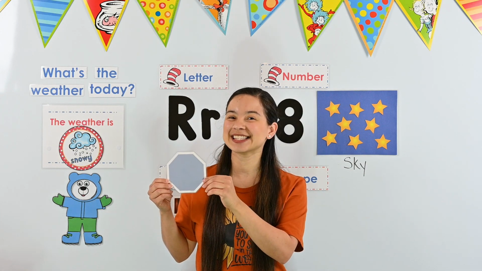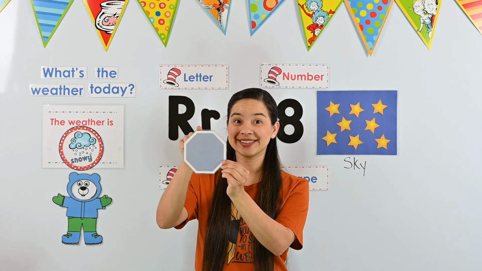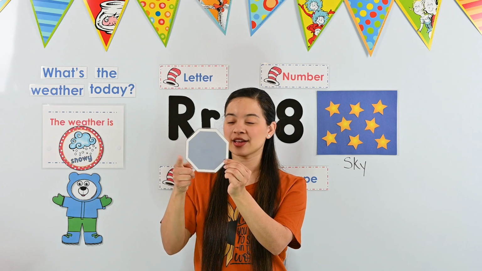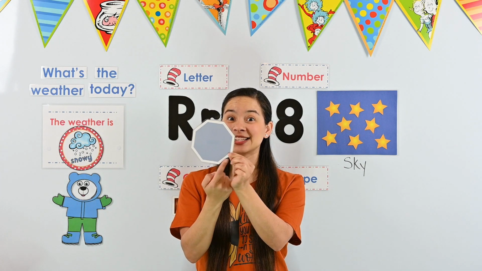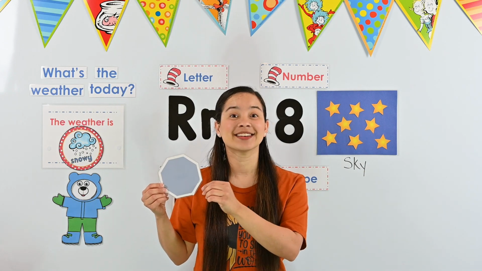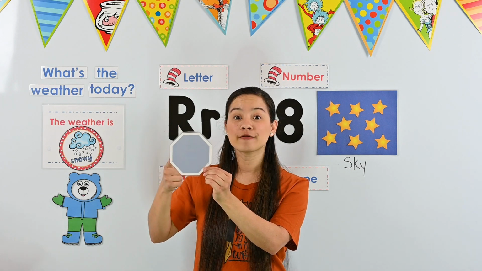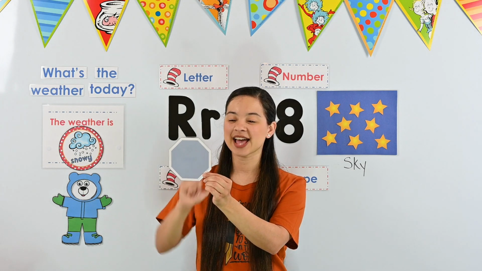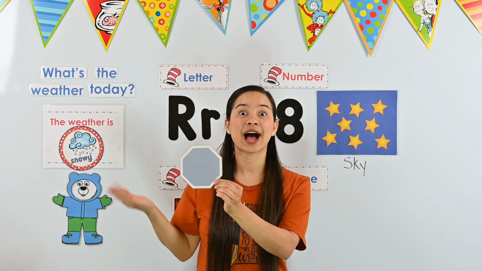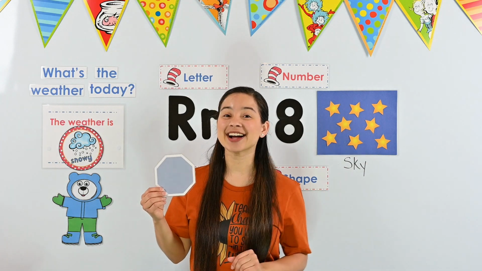Good work. Let's count the sides on the octagon. Ready? 1, 2, 3, 4, 5, 6, 7, 8. How many sides does an octagon have? It has 8 sides. Let's count the corners. 1, 2, 3, 4, 5, 6, 7, 8. How many corners? Yes, there are 8 corners. An octagon has 8 sides and 8 corners.